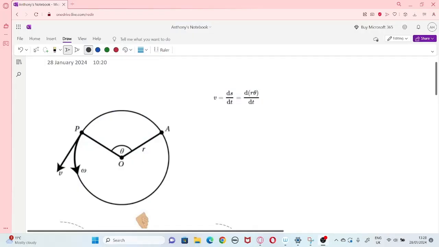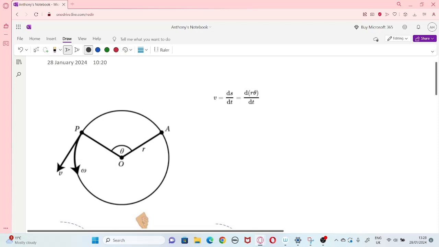I'll be explaining the theory behind circular motion, and there'll probably be a second part to this video for practice questions and stuff like that. So if you've got a particle P traveling in a circular path around the origin at a constant speed, it will still be accelerating, even though it has a constant speed.